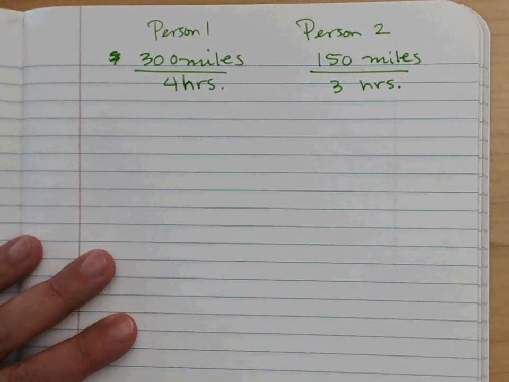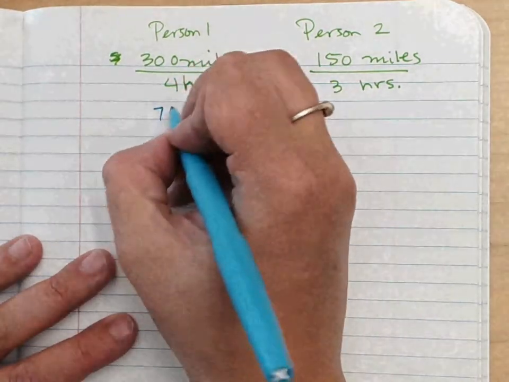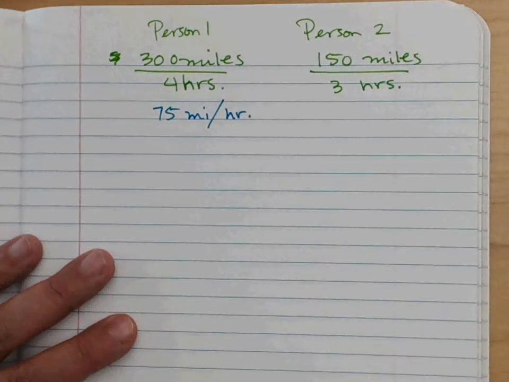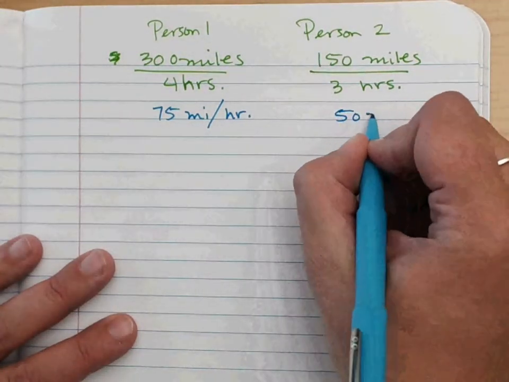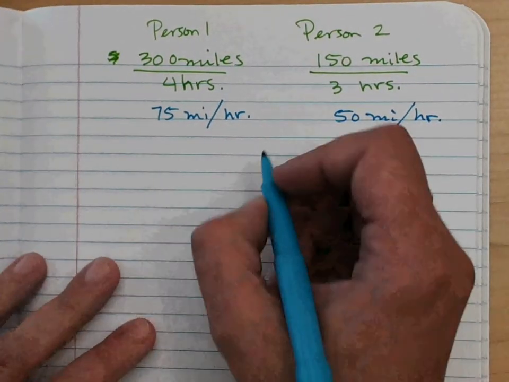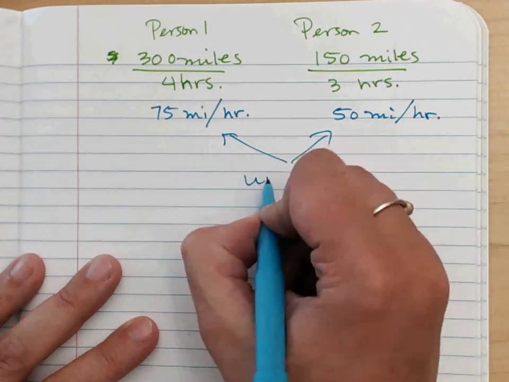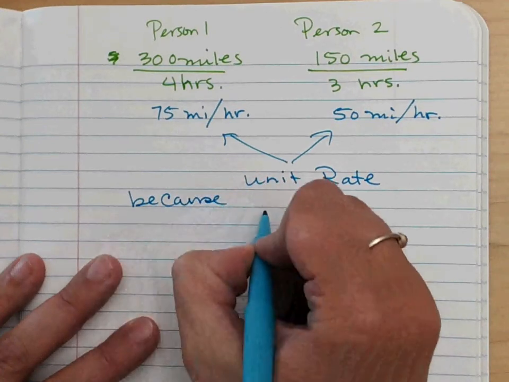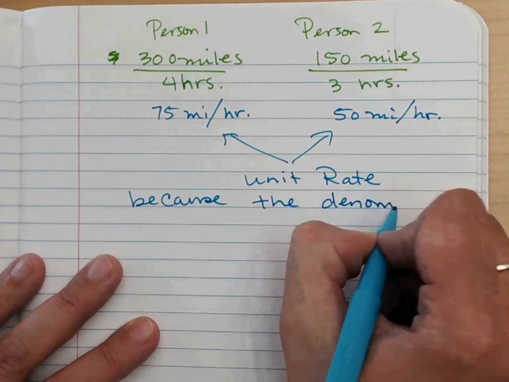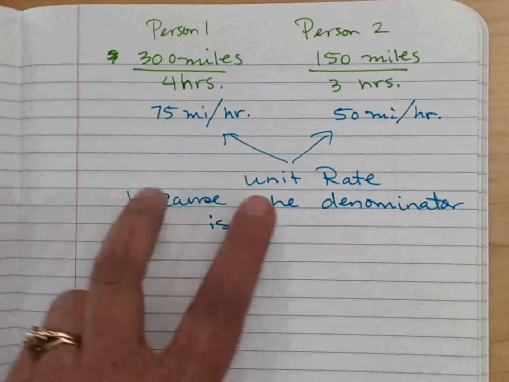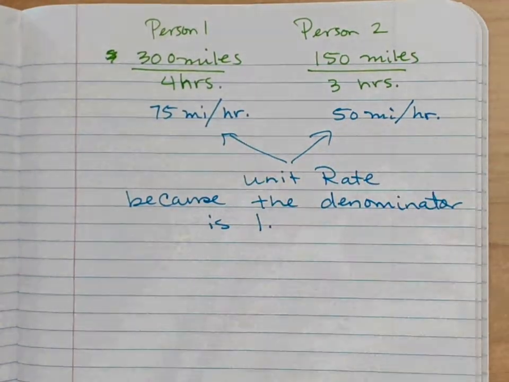So if I do 300 divided by 4, I get 75 miles per hour. Okay, they were definitely speeding. And then the other person, 150 divided by 3, this person went 50 miles per hour. And that right there, the bottom 2 would count as a unit rate, and that's because the denominator is 1. So that tells me how fast they went for every 1 hour.